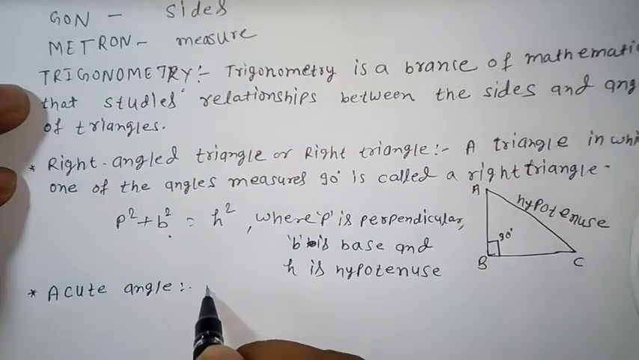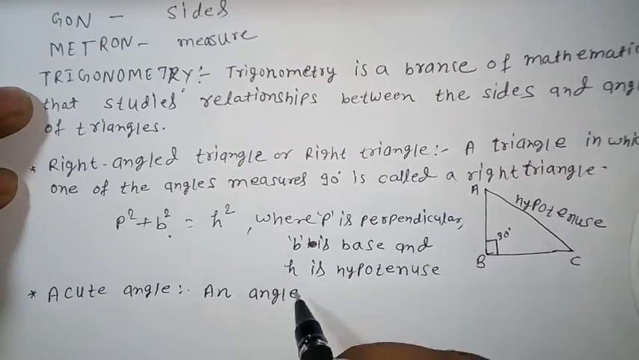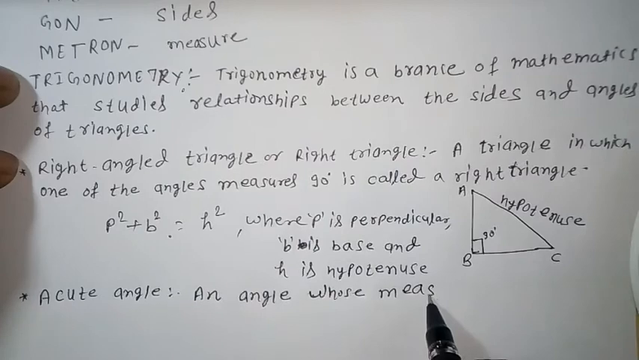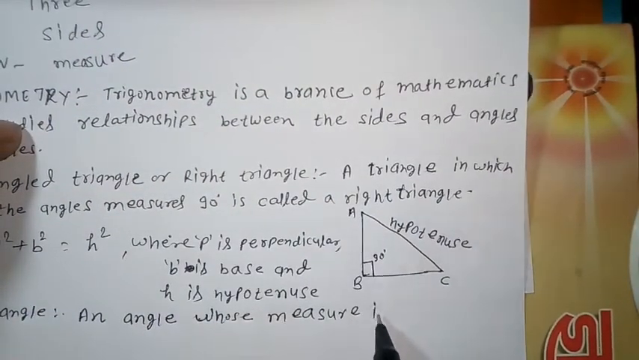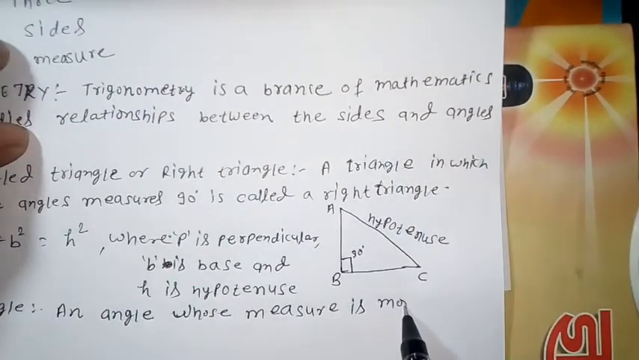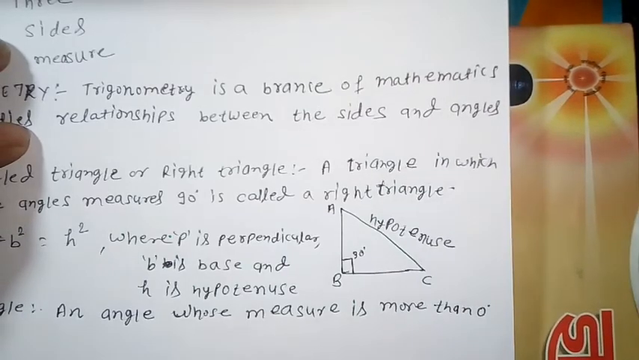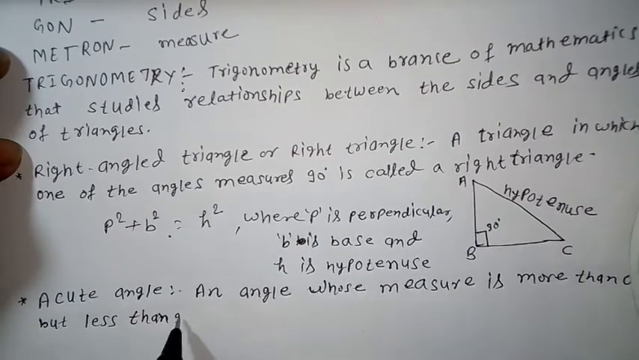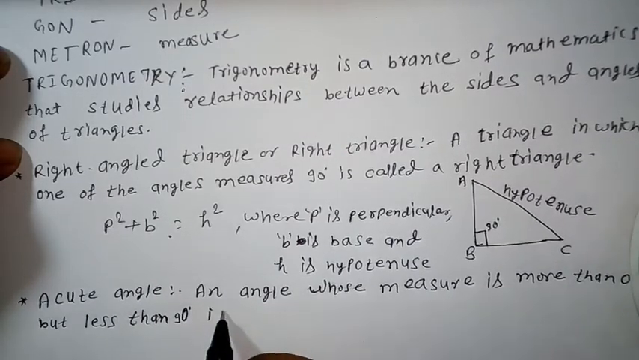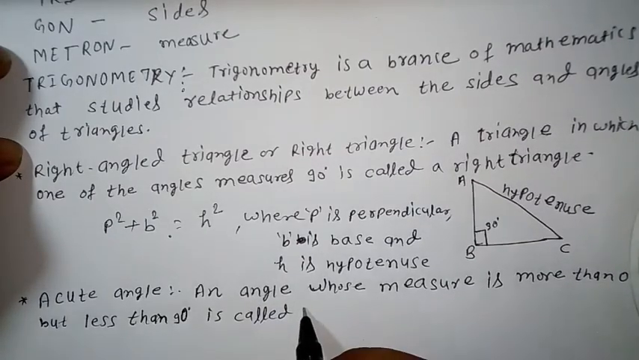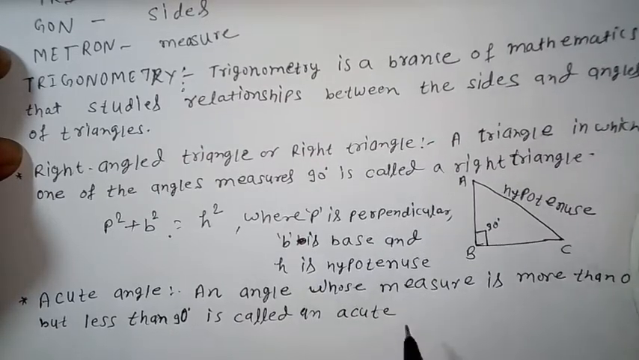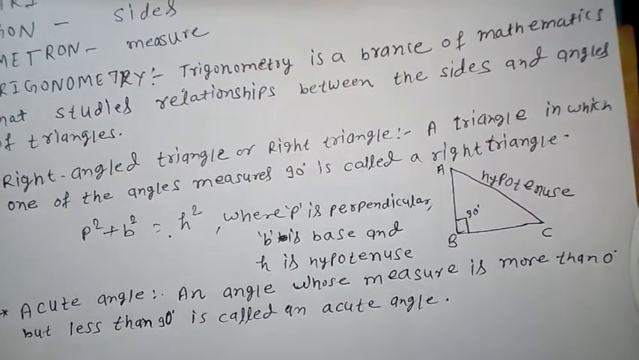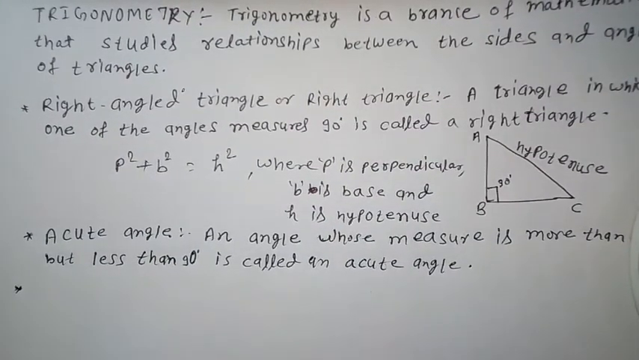An angle whose measure is more than 0 degrees but less than 90 degrees is called an acute angle. Next topic, trigonometric ratios.